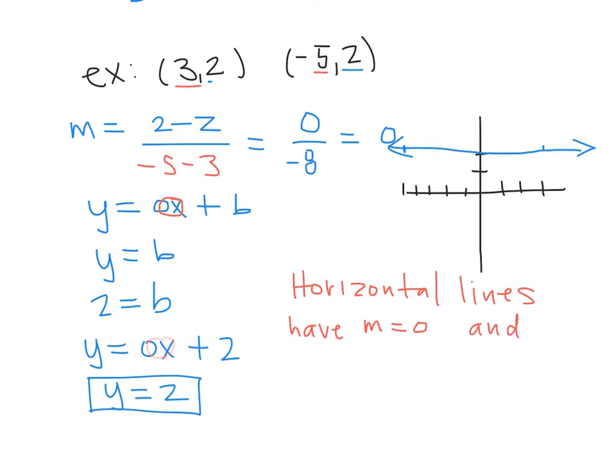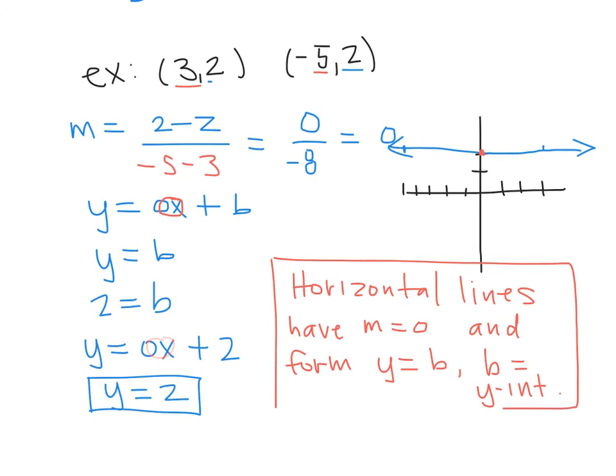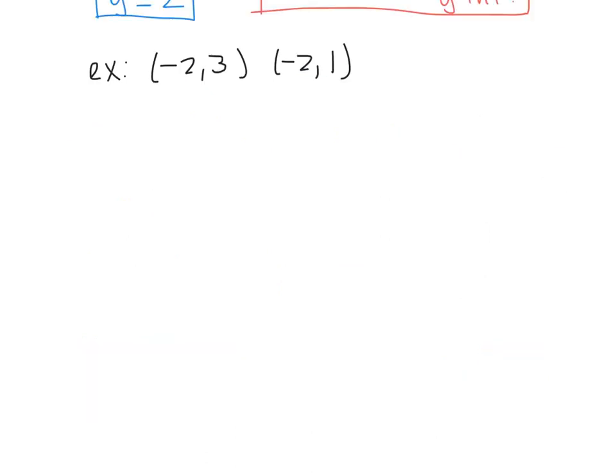And the form of the line, instead of being y equals mx plus b, it is just y equals b. And you notice that that is still the y-intercept, where b equals the y-intercept. Okay, so horizontal lines, they have slope of 0, and they are in the form of y equals b, where b is the y-intercept. Let's find the equation of the line through these 2 points.